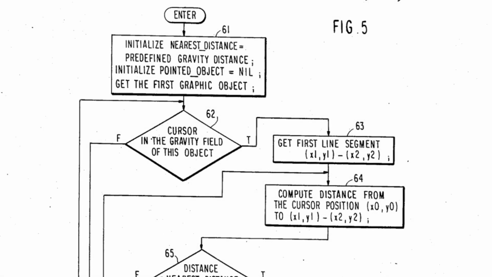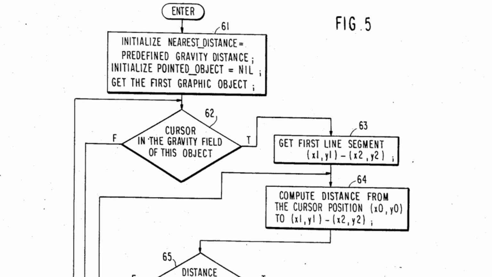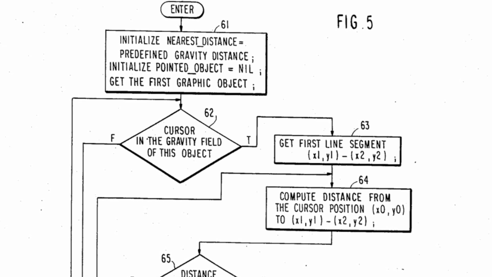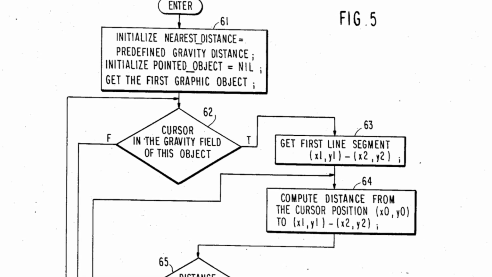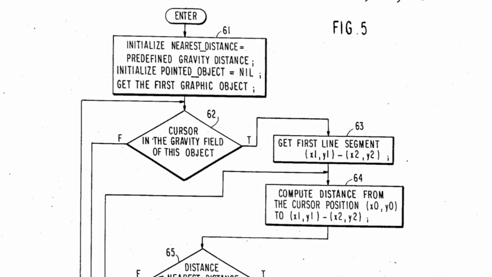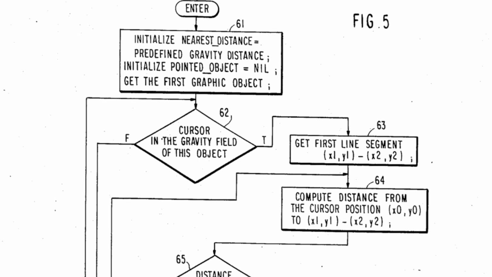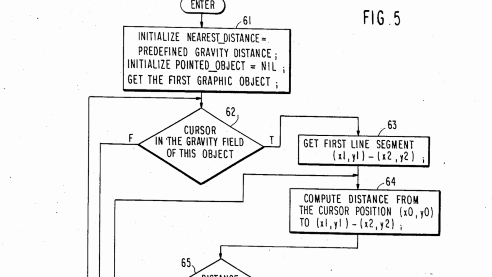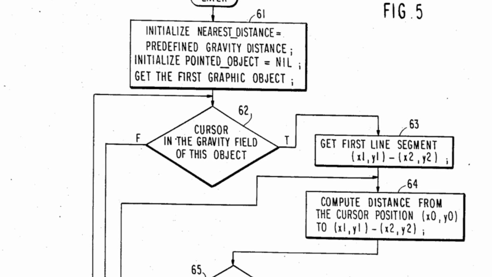The flow chart for the nearest point procedure is shown in Fig. 5. This flow chart is entered at block 61 by initializing the nearest distance to a previously defined gravity distance. The pointed object is also initialized and the first graphic object in the graphic space is picked. In decision block 62, a test is made on the pointing cursor to see if it is inside the gravity field of this graphic object.